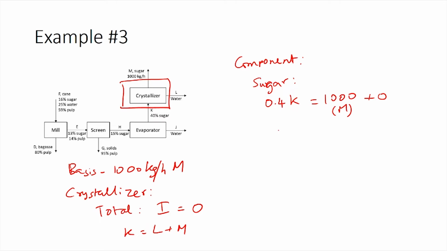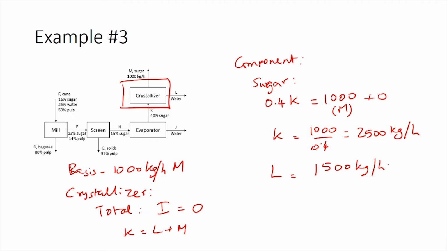So, using this equation we can calculate the value for K as 1000 divided by 0.4, giving you a value of 2500 kilograms per hour. So, substituting this back to the total balance equation, we can calculate L as 1500 kilograms per hour. So, now we have identified one system and solved the balances for K and L.